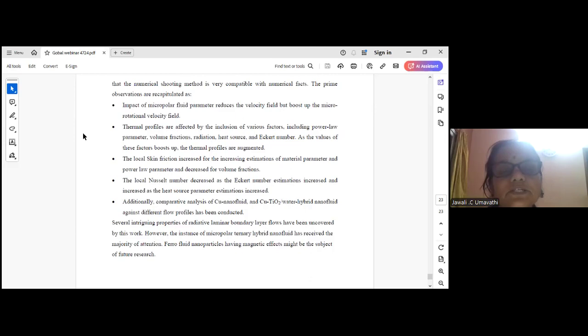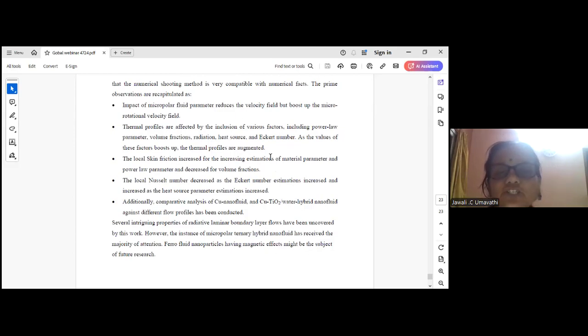So here the temperature variations are with respect to the power law parameter, then volume fraction, then radiation, of course heat source and Eckert number. Of course these are the non-dimensional parameters that occur in the energy equation. So naturally they are affecting the temperature. But which one will boost and which one will not is explained in the graph.